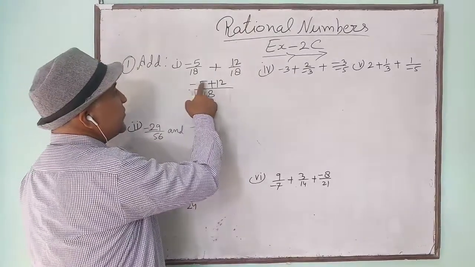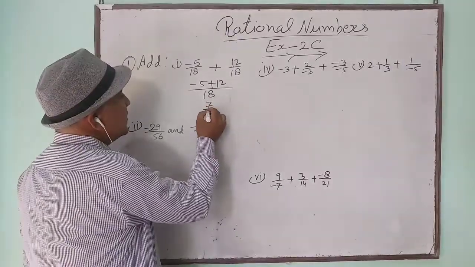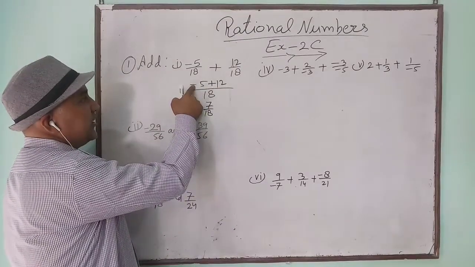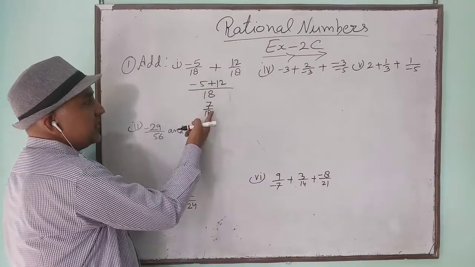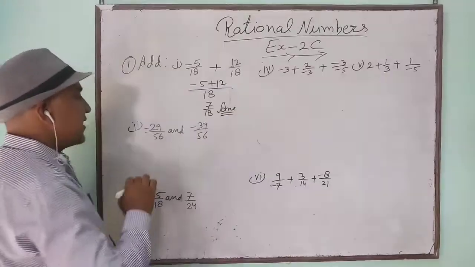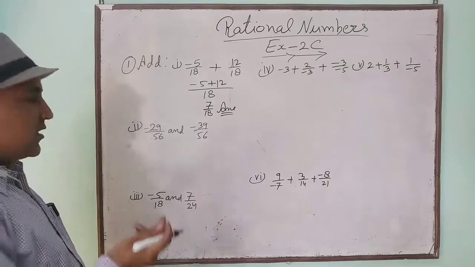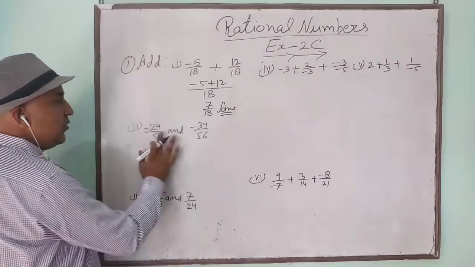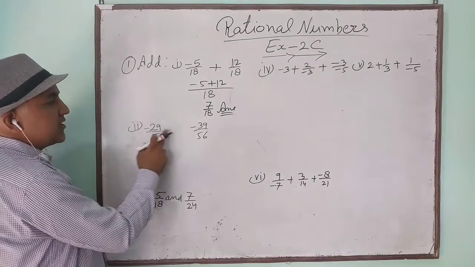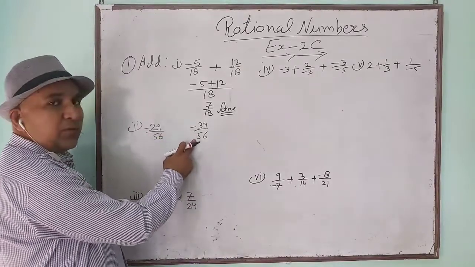Now, minus 5 plus 12 will be 7. Because one number is positive, one number is negative, so subtraction will take place here. So it will be 7 upon 18. That is the answer. Understood? See, the same question is second also. Here also we have to add minus 29 upon 56 with minus 39 upon 56.